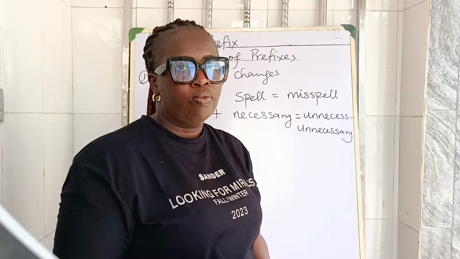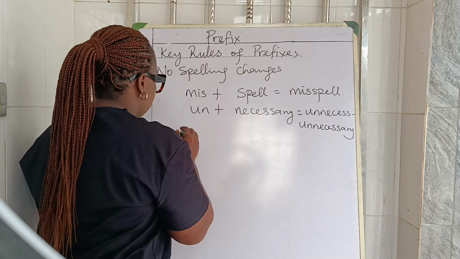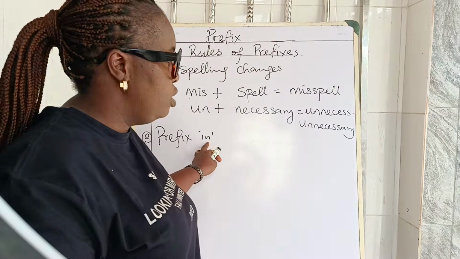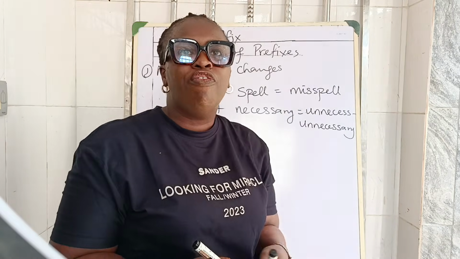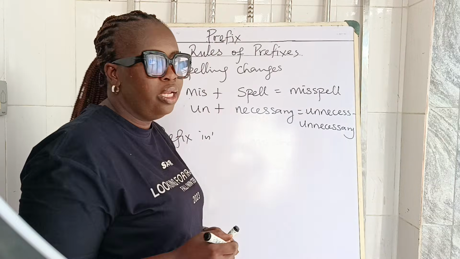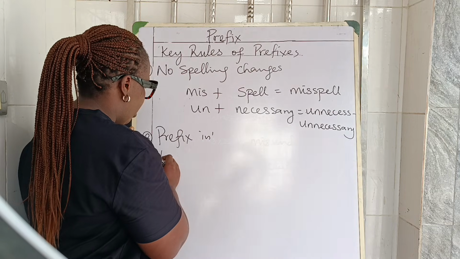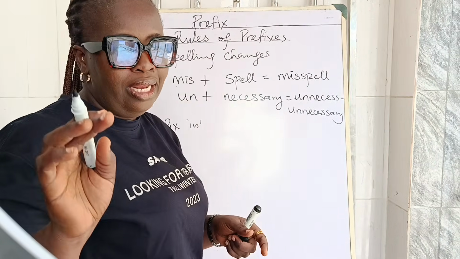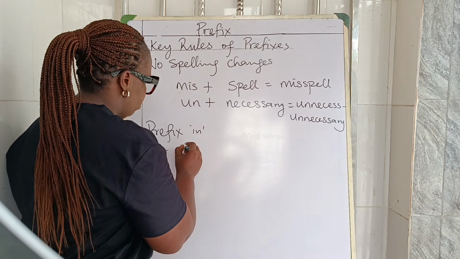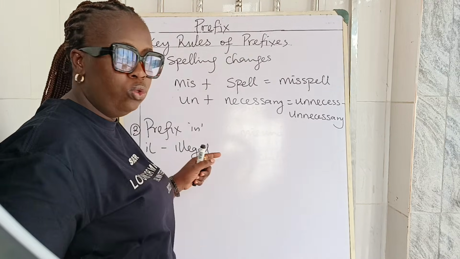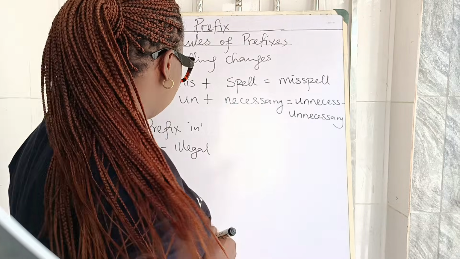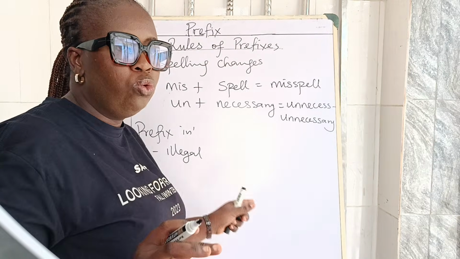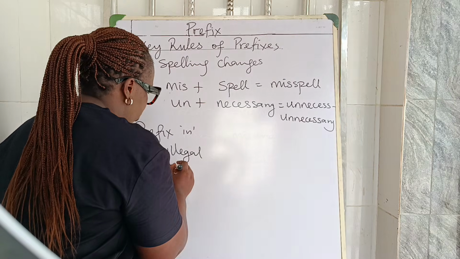Let's look at number 2. Number 2 says prefix assimilation. When you want to use this, the prefix changes to the first letter of the root word. If we have il, it's going to change to the first letter. I want to put it to legal. It will be illegal. It will carry the first letter of the root word because of prefix assimilation. If I have ir to add to the root word regular, it will change to irregular, as in it will carry this one.